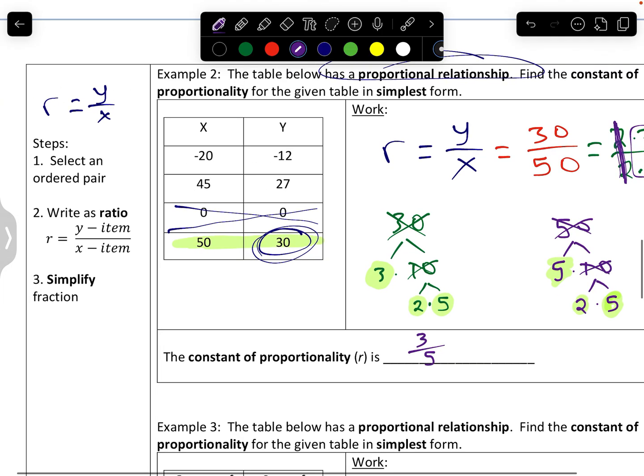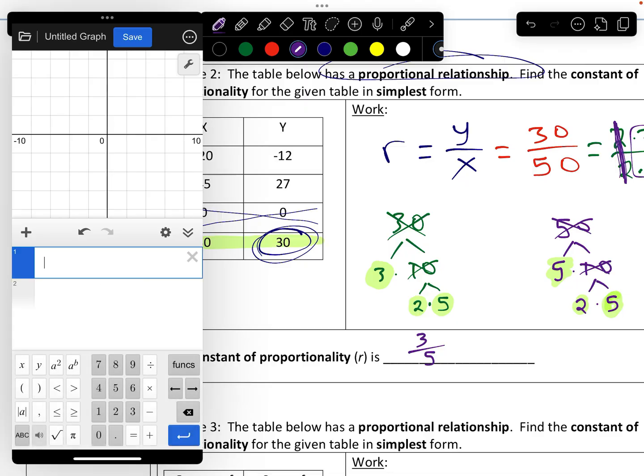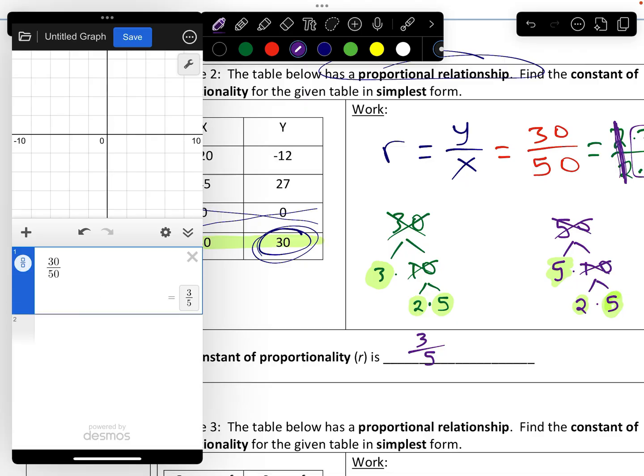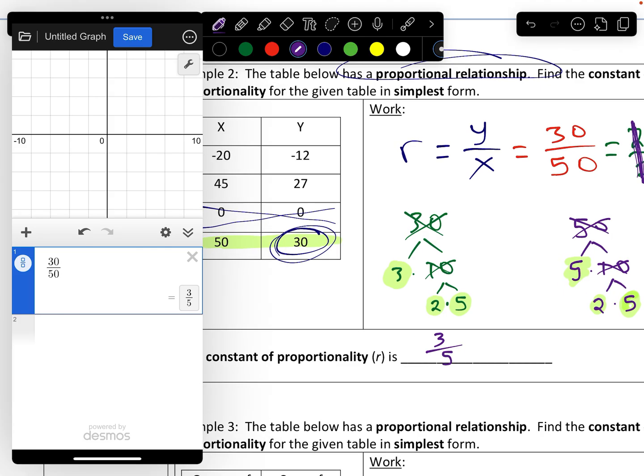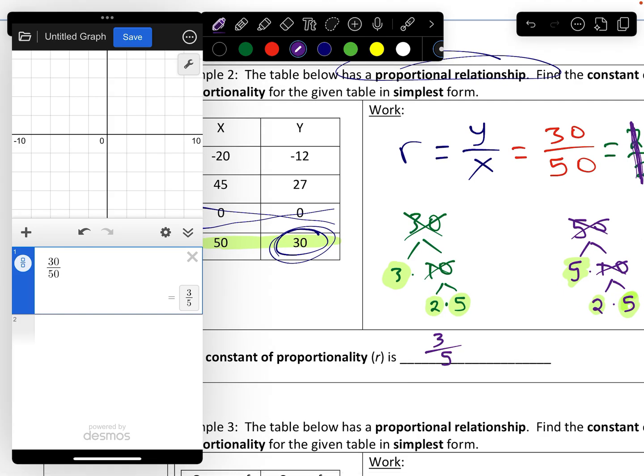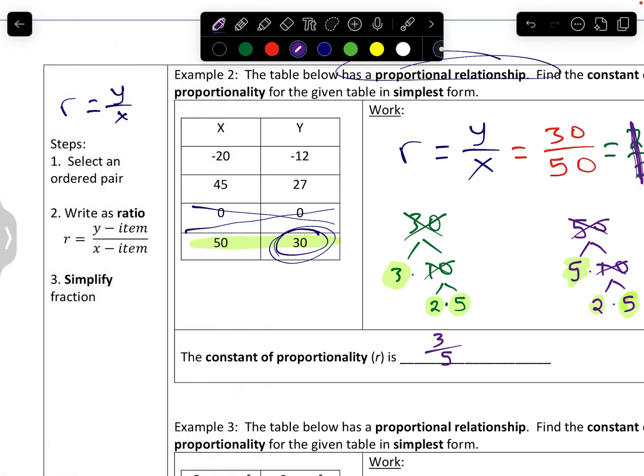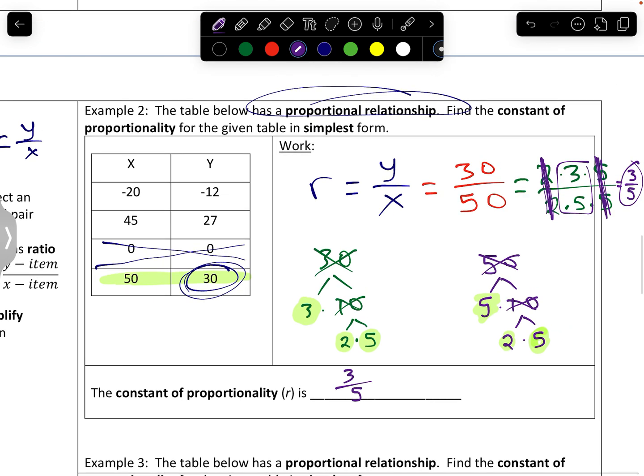And again, if you want to check your work just to be safe, push that little circle button and make sure you get the same thing. And we know that proportional means that no matter which of the 3 sets of numbers that we have, if you plug them in like that, you're going to get the same answer. Okay?